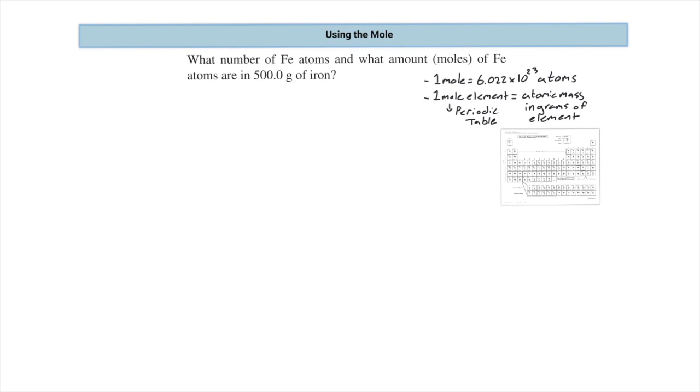So let's do our problem. What number of Fe, that's iron, atoms, and what amount in moles of iron atoms are in 500 grams of iron? So we've got more than one problem here. So let's do the first part. I'll highlight the part we're going to do first. We'll do what number of iron atoms are in 500 grams of iron.